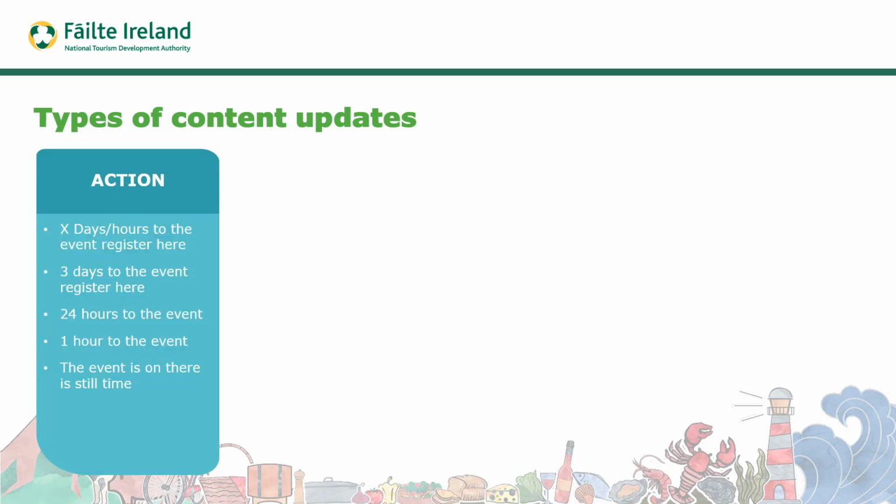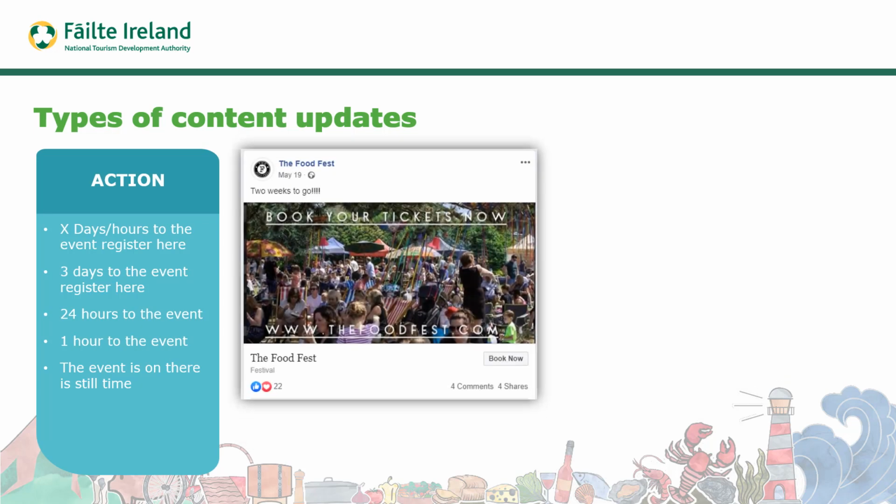Okay, action. Action is where you're saying things like, hey, it's a countdown. There's 7 days before the event is launched, 24 hours to the event, 1 hour to the event. The event is on. There is still time to book. So you're trying to encourage people to book by saying there's limited time. We're counting down the time to the event, and you can see the examples here.